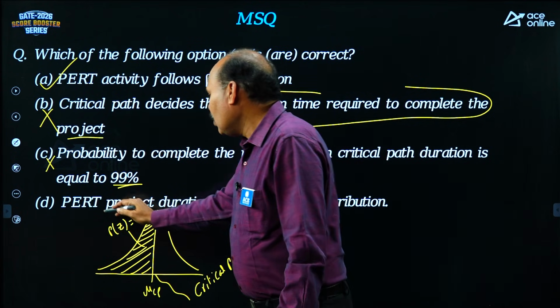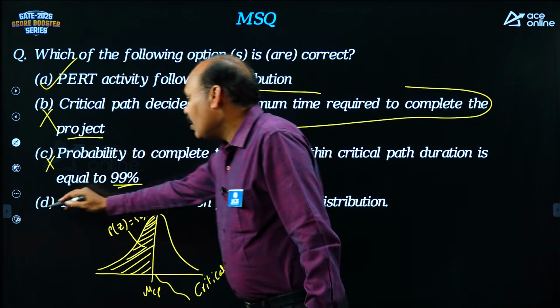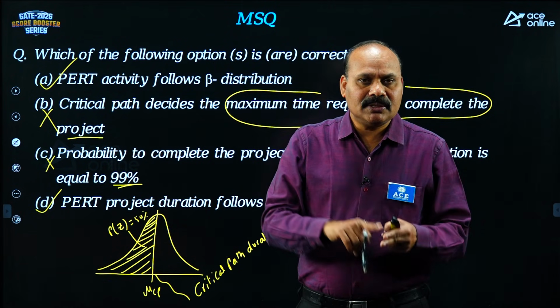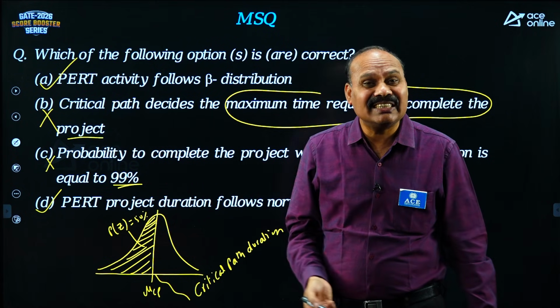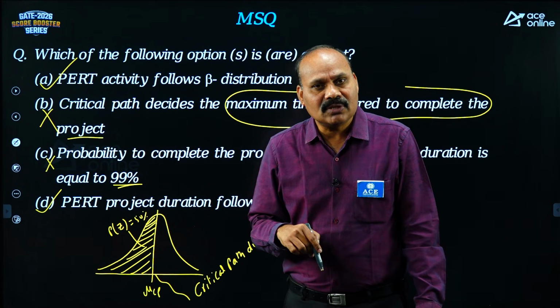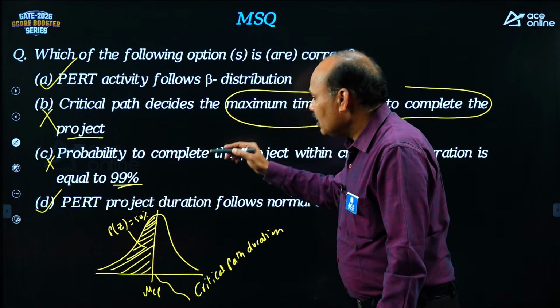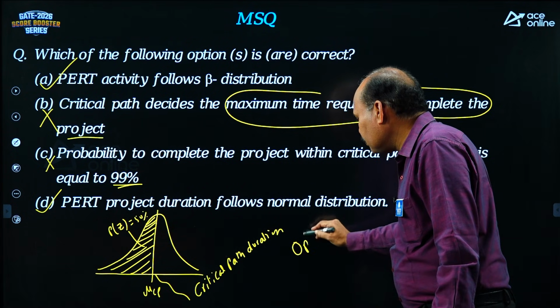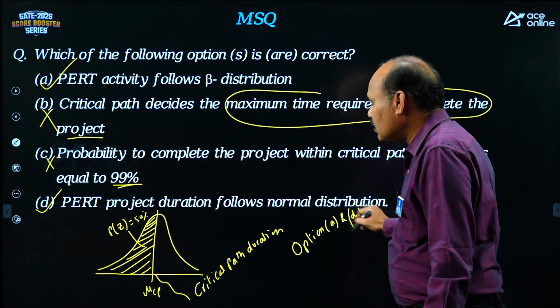It is wrong. PERT project duration follows normal distribution, absolutely correct. Activity follows beta distribution. Overall project will follow normal distribution with mu plus or minus 3 sigma, where mu is equal to critical path duration, and sigma is equal to the standard deviation of the critical path. What about the answer here? Option A and D are correct in this case.